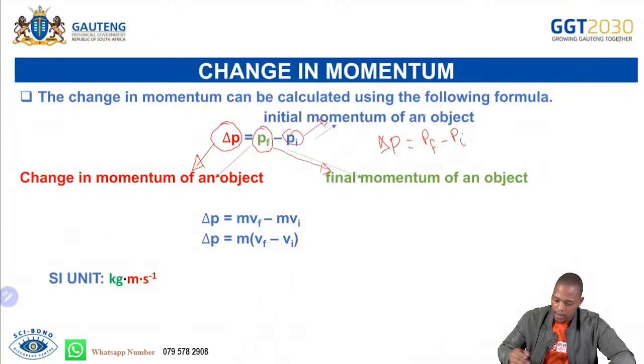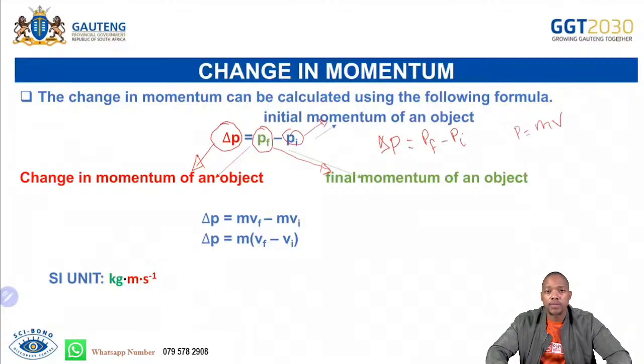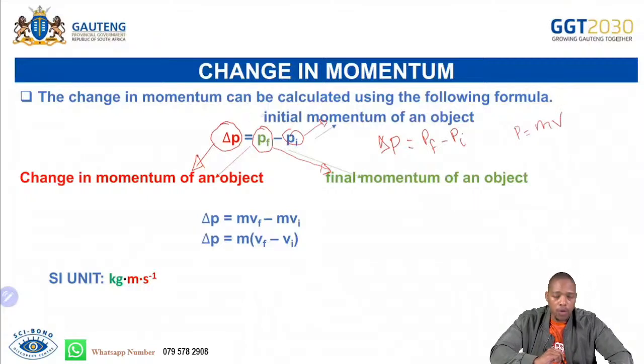Now, if you remember that momentum is equal to m times v, mv, then I can work out this formula a little bit further, try to solve it or expand it.